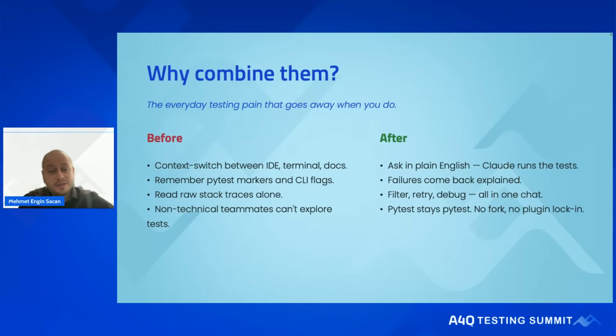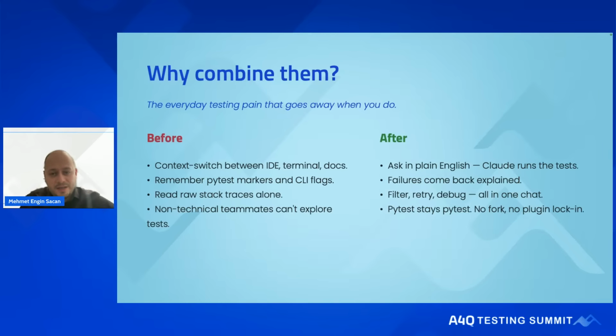You do this every day. You forgot the marker syntax. Was it -m UI or -k? Tab completion can help, but it gives you some headaches. That's the daily life every test automation engineer faces. Of course, the failures themselves: there is a 30-line traceback, and the information is dense, but only if you know what to look for. Non-technical teammates simply cannot explore tests at all. They need your guidance, your reports or explanations.